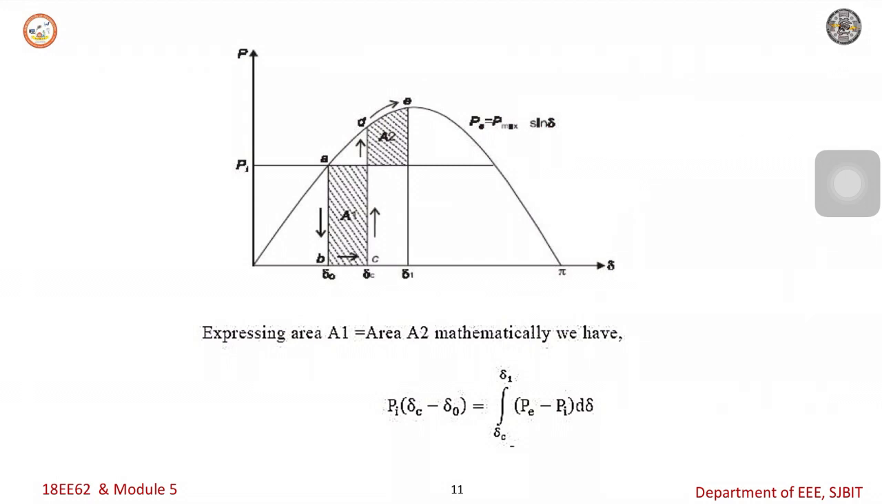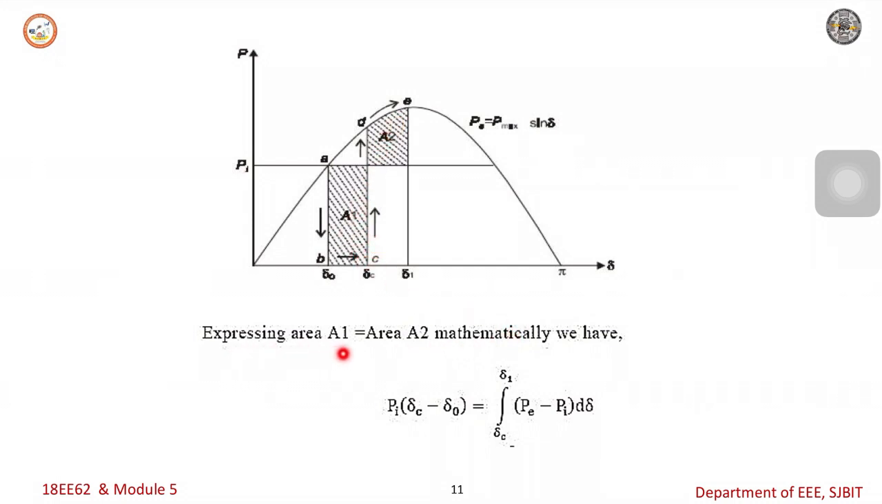As you see here, I have also considered the initial torque angle delta naught. For that, the mechanical power input is Pm, and corresponding to that, the electrical power input here is Pe. If the delta value increases, suppose there is a sudden fault, then it goes to the point D and then E. So here, area 1 is more compared to area 2.